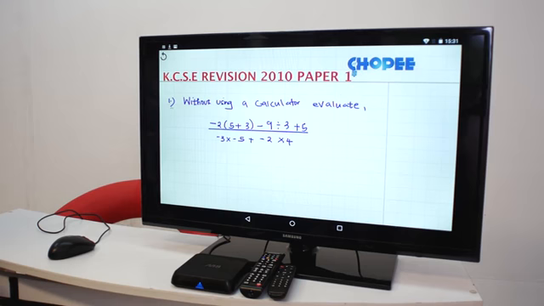Now, question number 1 we have, without using a calculator, evaluate -2(5 + 3) - 9 ÷ 3 + 5 ÷ -3 × -5 + -2 × +4. Now the solution for this is, we are going to use BODMAS to solve our question. And first of all, we will start with the brackets.